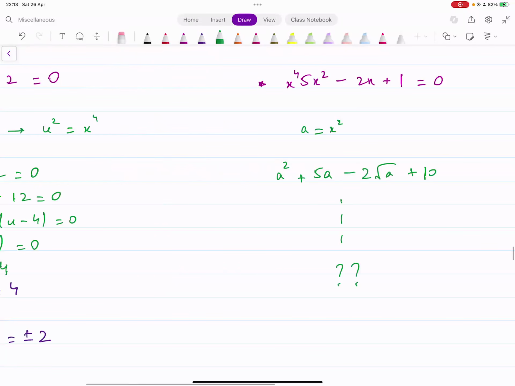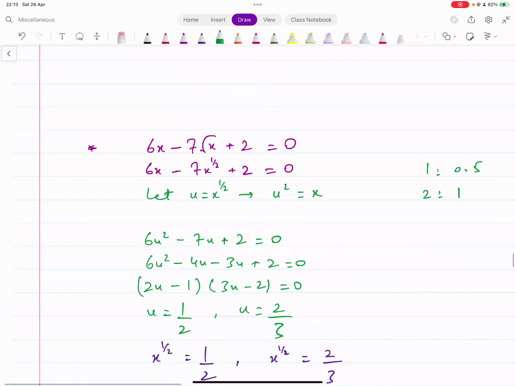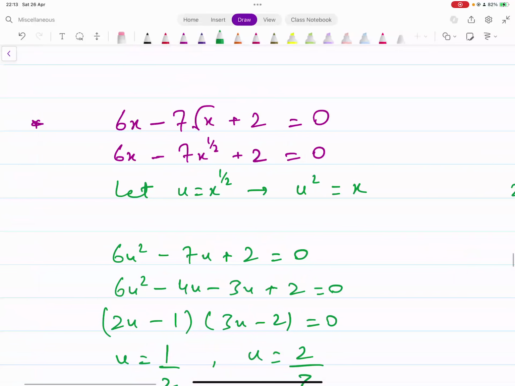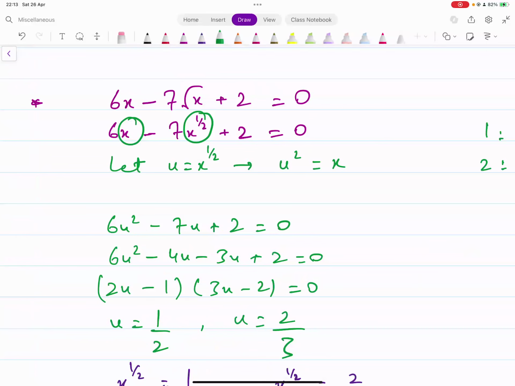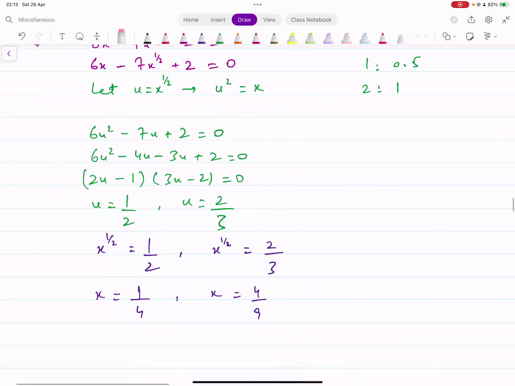If you had something like this, 6x plus 7x raised to power 1 over 2 plus 2, again, in this case, that works because you've got one power and the other power is twice that. So it does satisfy that condition. We replace the smaller power with another letter and then solve it as a quadratic. And then at the end, we put that substitution back.